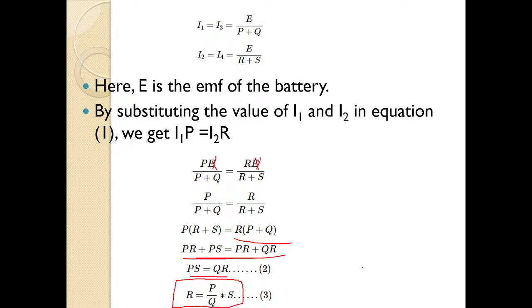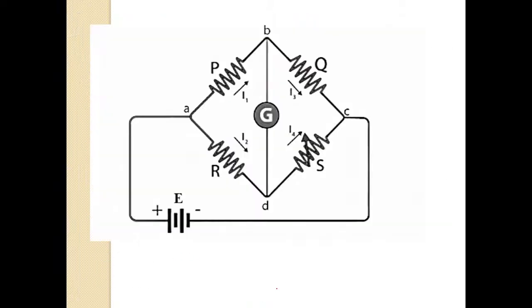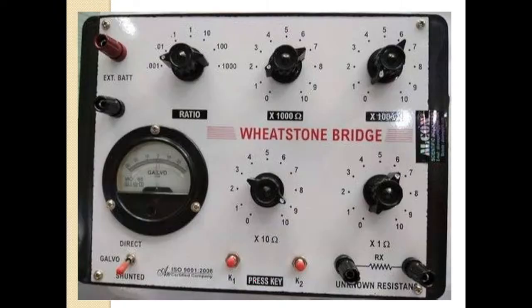So R, P and Q and S all are resistance values, where P and Q are known resistances, S is the variable resistance, R is the unknown resistance. Okay, this is how on the Wheatstone bridge the unknown resistance is calculated. That is the formula to calculate the unknown resistance.